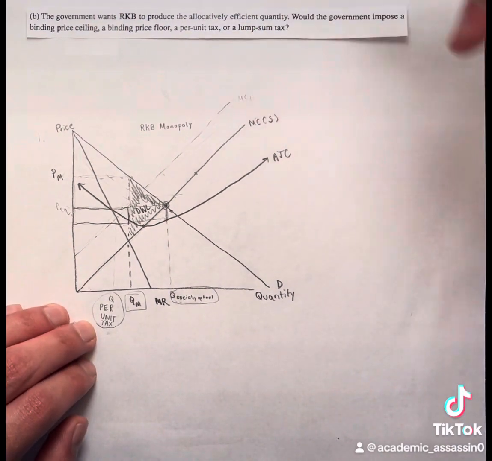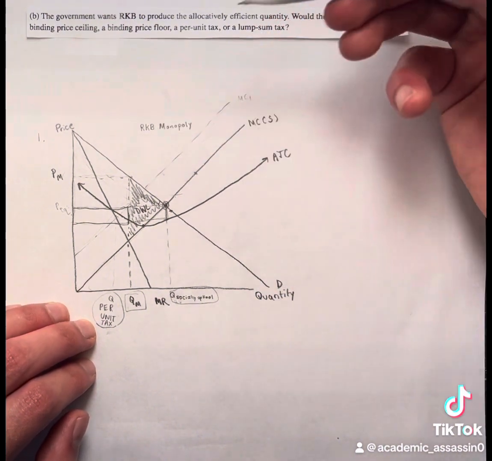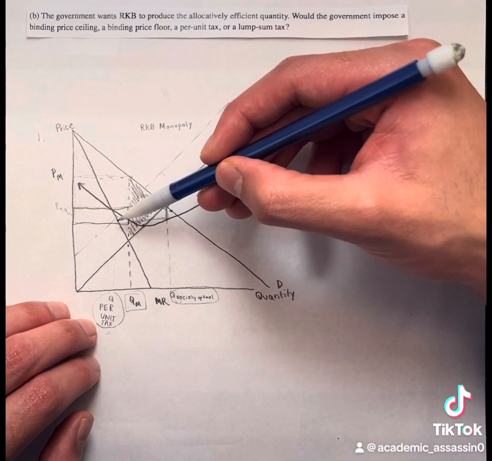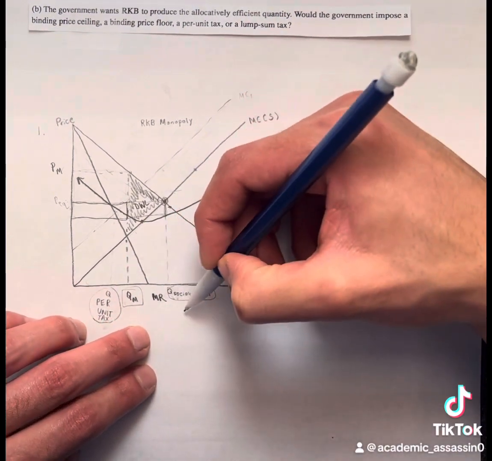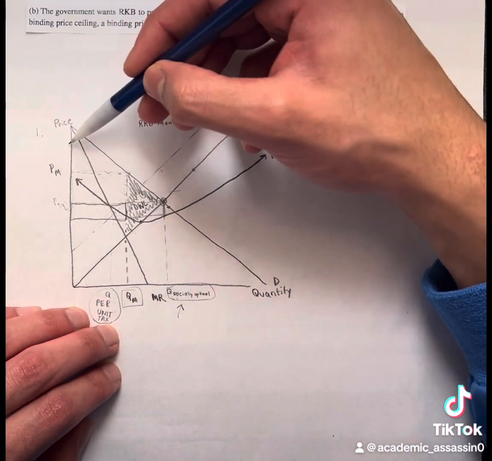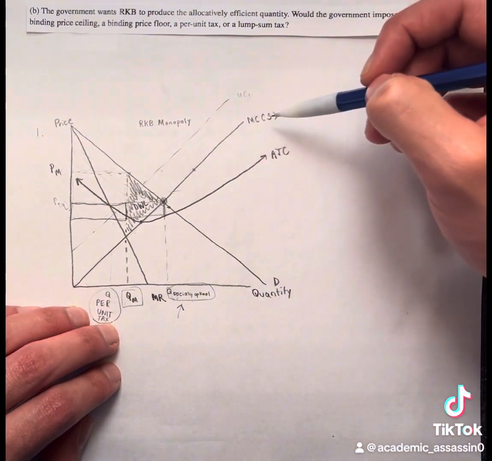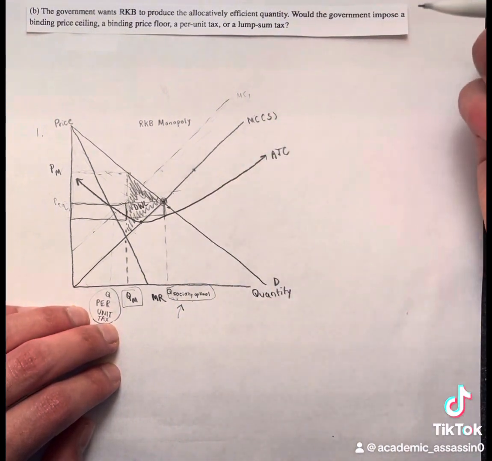A per unit tax would shift your MC curve up a little bit as I've shown here, and then producers would produce where MR equals MC and their quantity would actually get smaller. So we're moving away from where we want to be, which is the socially optimal quantity. And then a lump sum tax would just change your ATC curve, but that wouldn't change the quantity that producers produce because MR and MC are not changing.